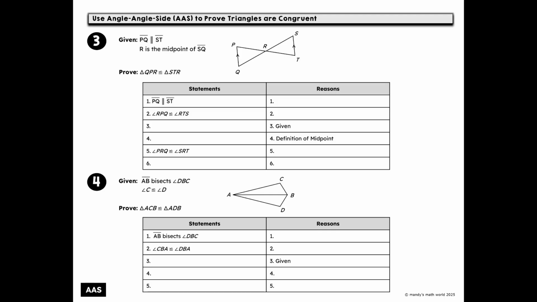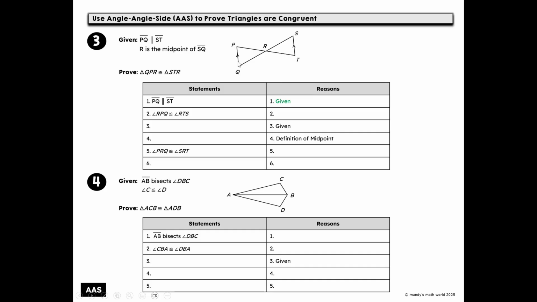In example number 3, we are given that segment PQ is parallel to segment ST. And we're also given that R is the midpoint of SQ. That's right here, segment SQ. And that's all we're given. Remember, don't ever assume in geometry. You can only work with what you're given. Okay, PQ is parallel to ST. We're given that. All right, so these two segments are parallel.